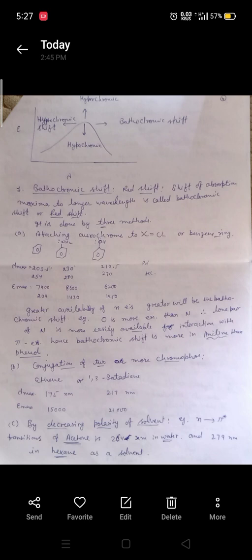The greater the availability of non-bonding electrons, the greater will be the bathochromic shift. For example, oxygen is more electronegative than nitrogen. Therefore, the lone pair of electrons on nitrogen is more easily available for interaction with pi electrons. Hence, the bathochromic shift is more in aniline than phenol.